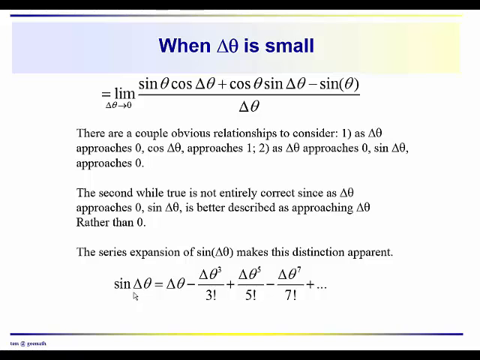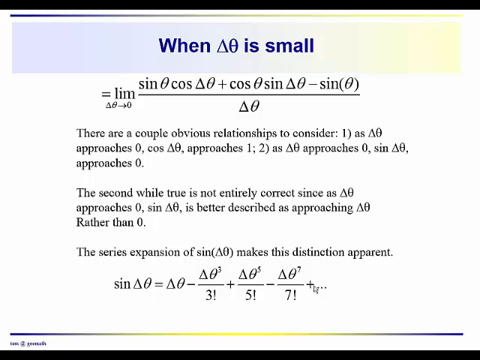What we find is that the sine of delta theta, using an expansion of terms, is delta theta minus delta theta cubed over 3 factorial plus delta theta to the 5th over 5 factorial. So you see we have all the odd powers of delta theta: cubed, to the 5th, to the 7th, to the 9th, and so on, over 3 factorial, 5, 7 factorial, and so on.